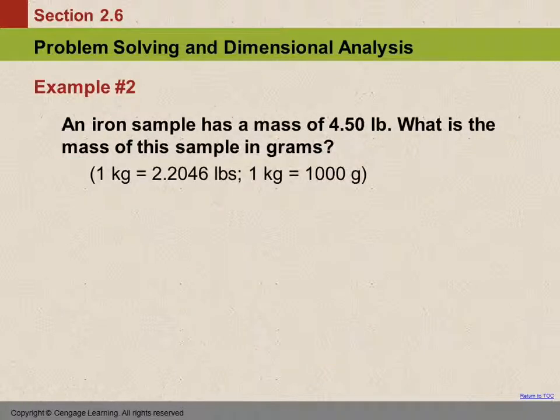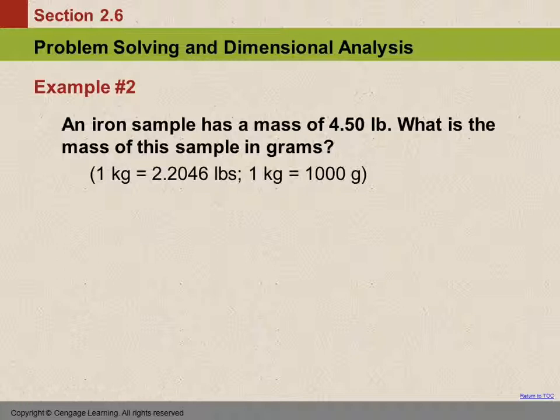So here's another example. An iron sample has a mass of 4.50 pounds. What is the mass of this sample in grams? And just to save us some time, I've put up a couple of equivalent statements there. A kilogram is 2.2046 pounds, and a kilogram equals 1,000 grams.